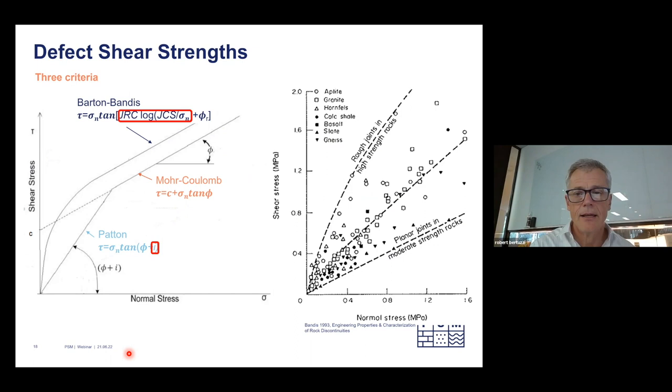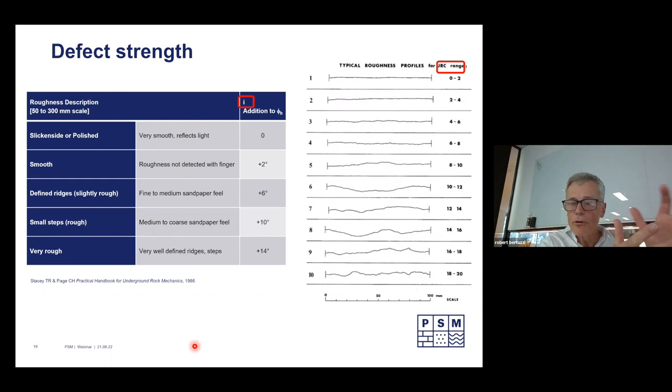The Barton and Bandis, as well as the Patton criteria, recognize that the roughness of a defect increases its friction angle, and they bring terms into their relationships in order to do that. So we measure a friction angle in the laboratory on a small sample that we've selected, and then we adjust it for the field, depending on its roughness. Now, these two tables are very useful guidelines to assist us in considering the defect roughness.